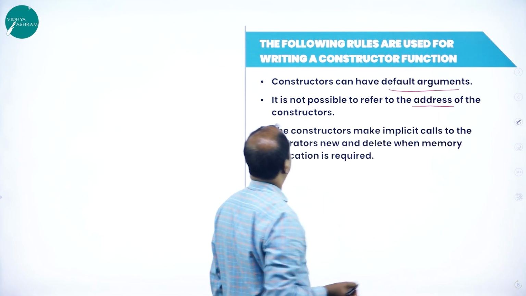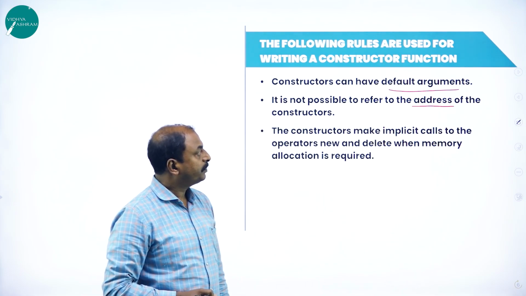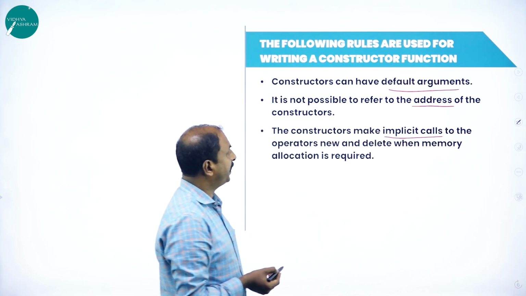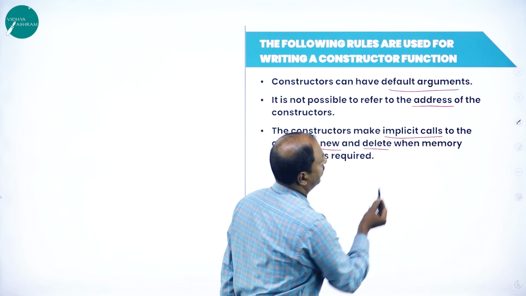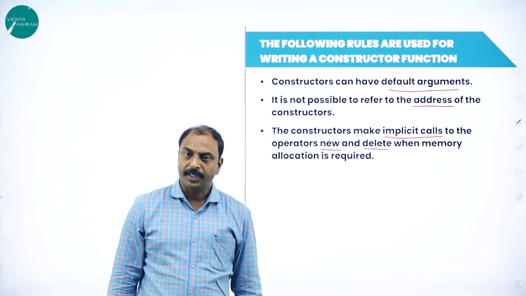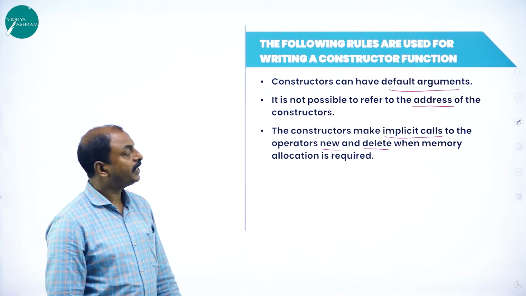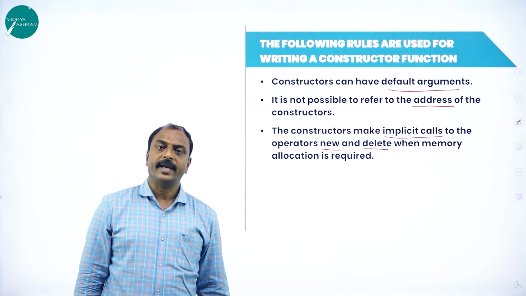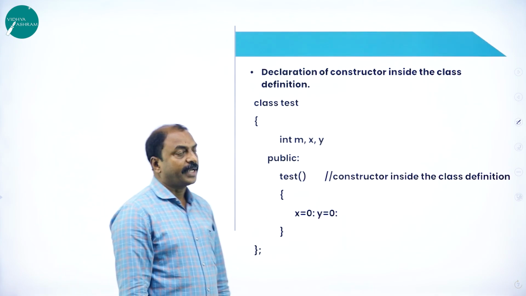This is one of the points. The constructors make implicit calls to the operator new and delete when memory allocation is required. These are the points we are going to discuss in our next slides. So these are all the rules to frame a constructor. Now let us move on to the next slide.